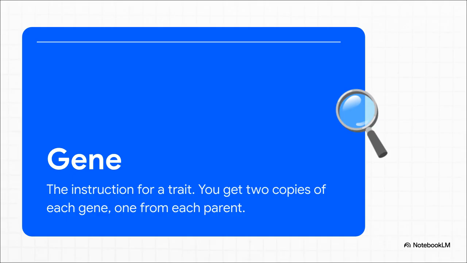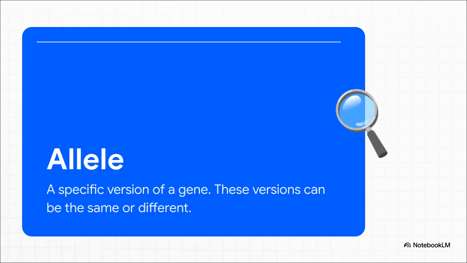Well, that's where genes come in. A gene is basically the specific instruction for one of those traits. And here is the absolute key. For every single trait, you get 2 copies of that instruction, one from each of your parents. But here's the fun part. Those 2 instructions you get aren't always identical.